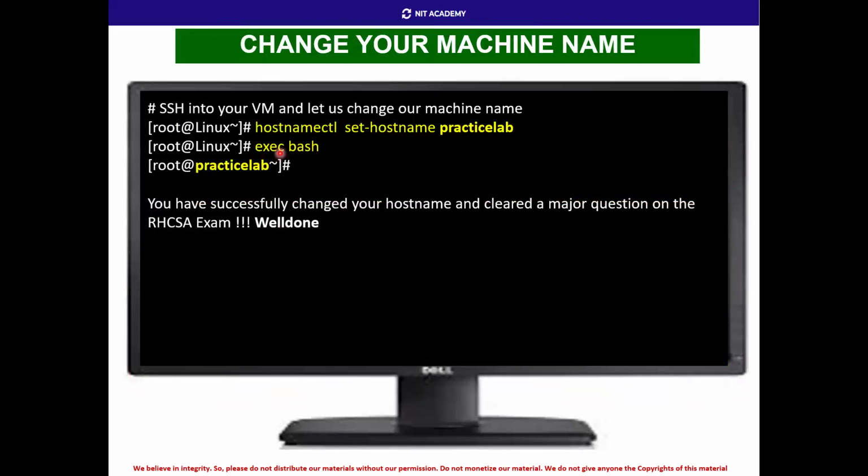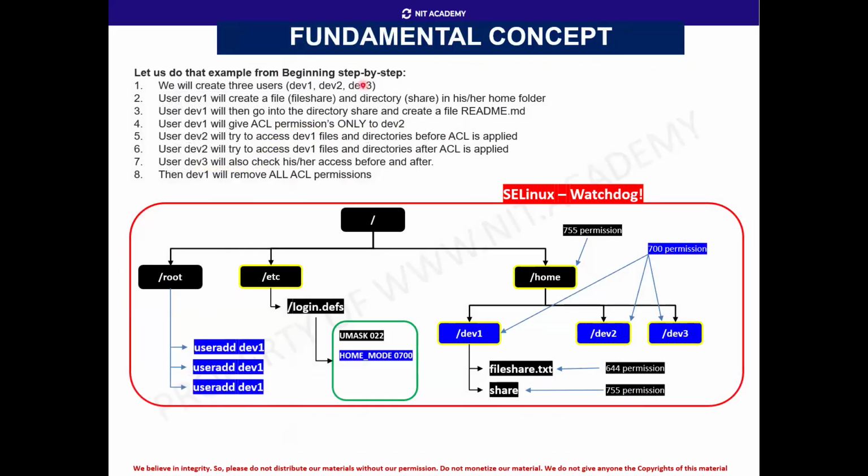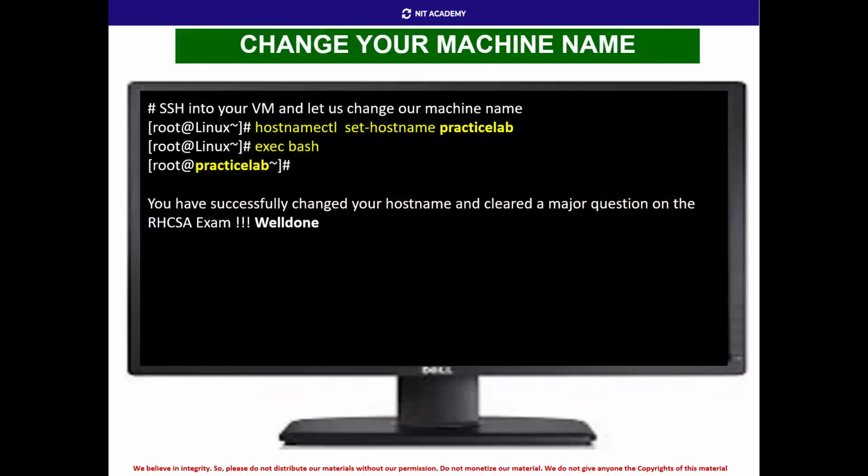Now, this is just an exercise, where I need to match this up. Let me see, user dev. We will create 3 users. User dev1 will create a file. Very good. We get a little problem over here.